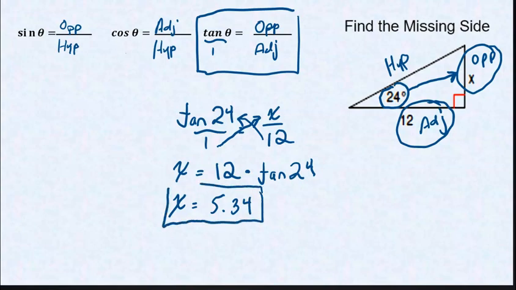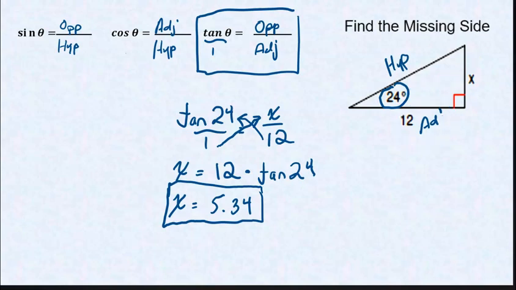When I plug 12 times tangent 24 into my calculator, I get 5.34. The general rule for math, unless stated otherwise, is to go back 2 decimal places. Now, let's talk about what this number means. That number means that this length here is 5.34, and it cannot be any other length.